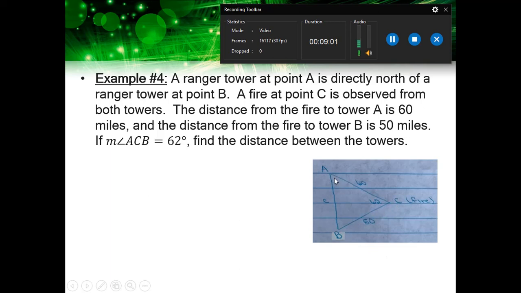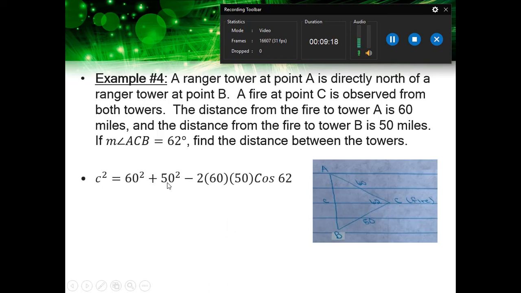They're telling me angle ACB is 62 degrees, and I did label that. Find the distance between the two towers A and B. I'm calling that side C. So I do have to use the law of cosines here. I have three sides and one angle. So I'm starting with C squared.